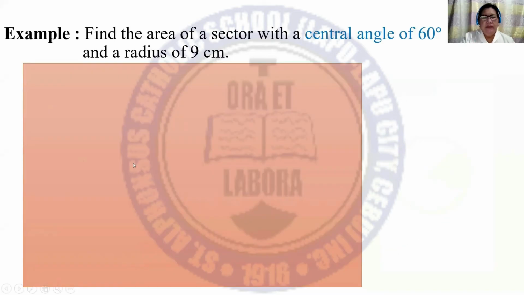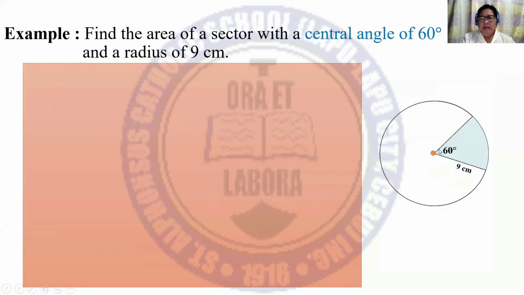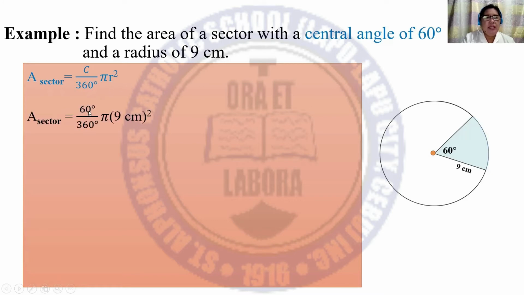Let us have an example. Find the area of a sector with a central angle of 60 degrees and the radius of 9 cm. So this is the illustration. The central angle is 60 degrees, the radius is 9 cm. The formula is area of a sector is equal to C over 360 degrees times pi r squared. So let us substitute 60 degrees to C and 9 cm to r. And then simplify. 9 squared is 81.